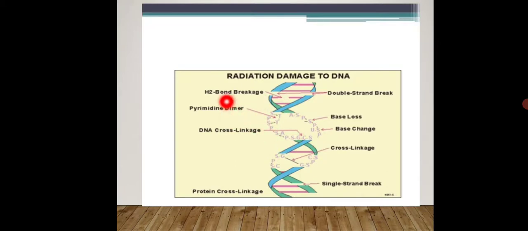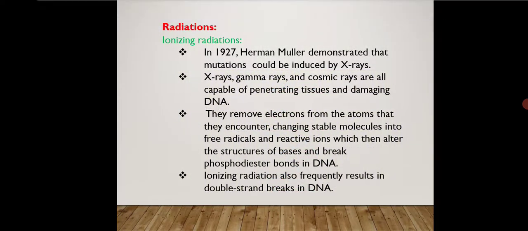Or it may cause the breakage of hydrogen bonds. The hydrogen bond is present between the nucleotides. Adenine base pairs with thymine with 2 hydrogen bonds, and guanine base pairs with cytosine with 3 hydrogen bonds. So this radiation may break these hydrogen bonds. Now there are two types of radiation: one is ionizing radiation and the second is non-ionizing radiation.